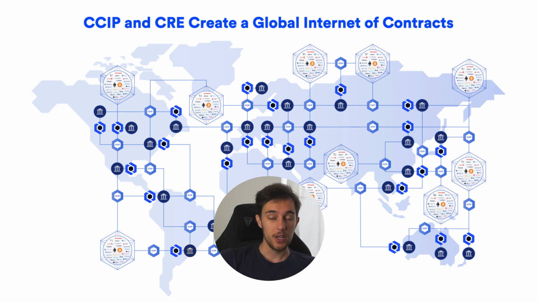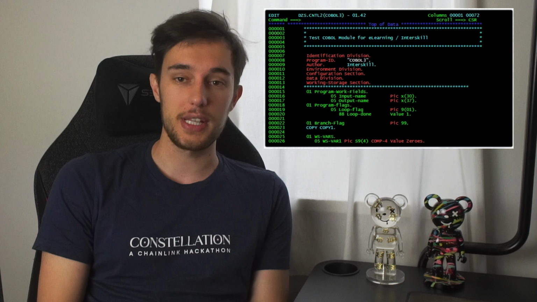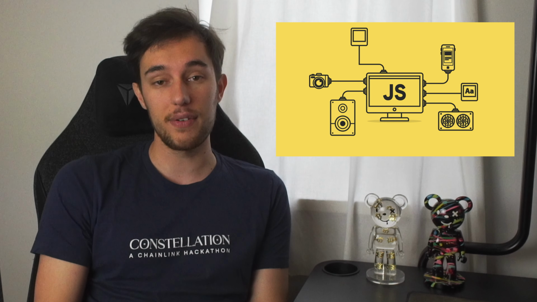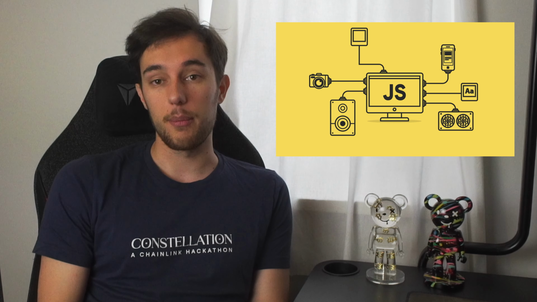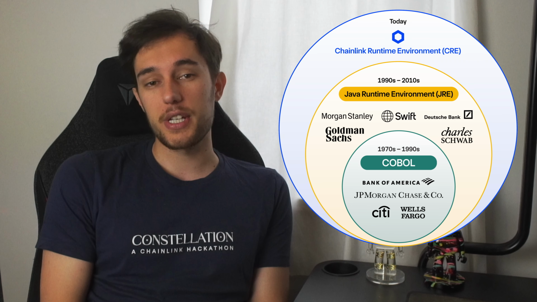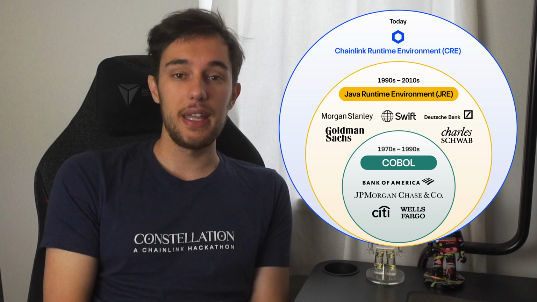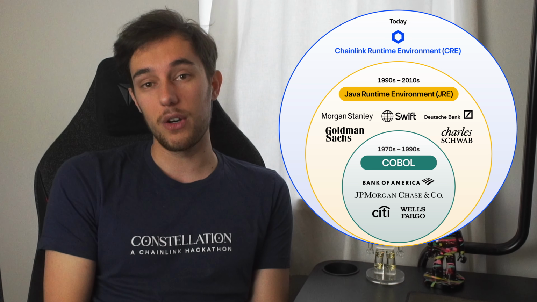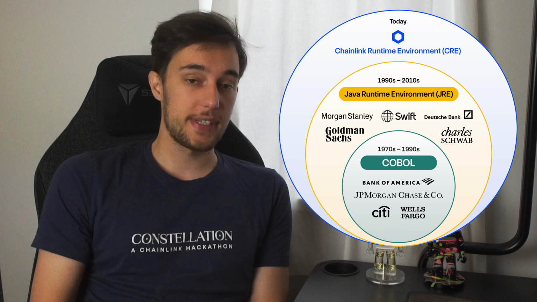code adjustments. Nazarov compared this moment to the impact of legacy programming languages like COBOL, which transformed the finance industry decades ago, and JavaScript, which made modern web development possible. Just as those technologies became fundamental in their respective eras, CRE could serve as a keystone for blockchain's next phase.